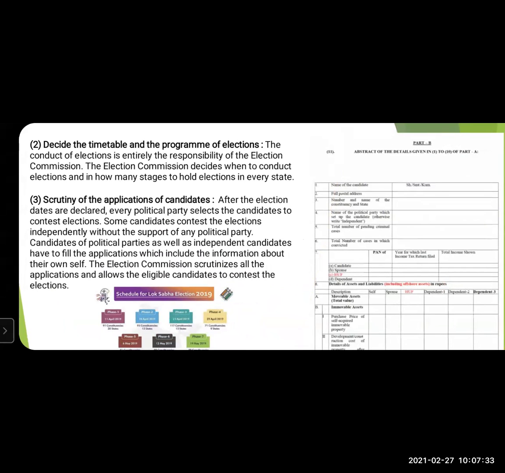The third point is scrutiny of the application of candidates. Now, what is scrutiny? Scrutiny is basically the careful and detailed examination, or you can say investigation, of the application of the candidates. Application of the candidates means the candidates who are going to contest the election. The detailed examination of their application is carried out by the Election Commission.